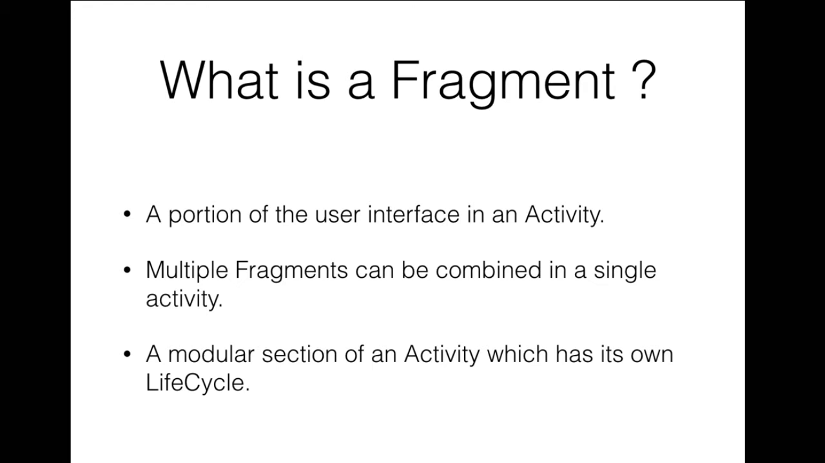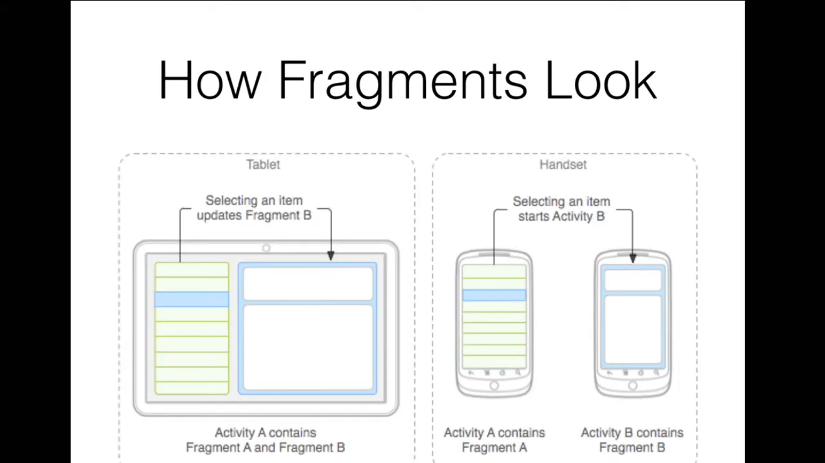Now if you have trouble understanding what fragments actually are and how they work, let's take a look at a simple example of how fragments actually look. This is the basic overview. There are two examples over here. One is the case of a tablet, and on the right hand side we have an example of a handset. On the handset, we have a list view which is activity A, which contains fragment A. When you click on a particular option, we have activity B which contains fragment B.